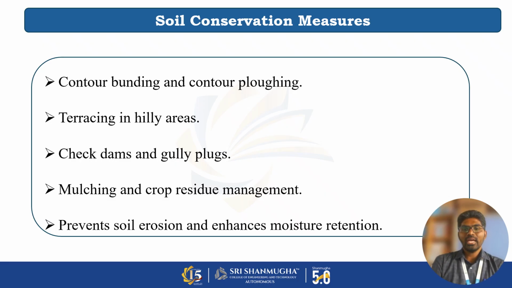Soil conservation measures are contour bunding and contour plowing. Contour is the imaginary line that connects points of equal elevation. Contour bunding is the forming of bunds along the contour line. Contour plowing is plowing along the contour line. By these means we can conserve the soil.